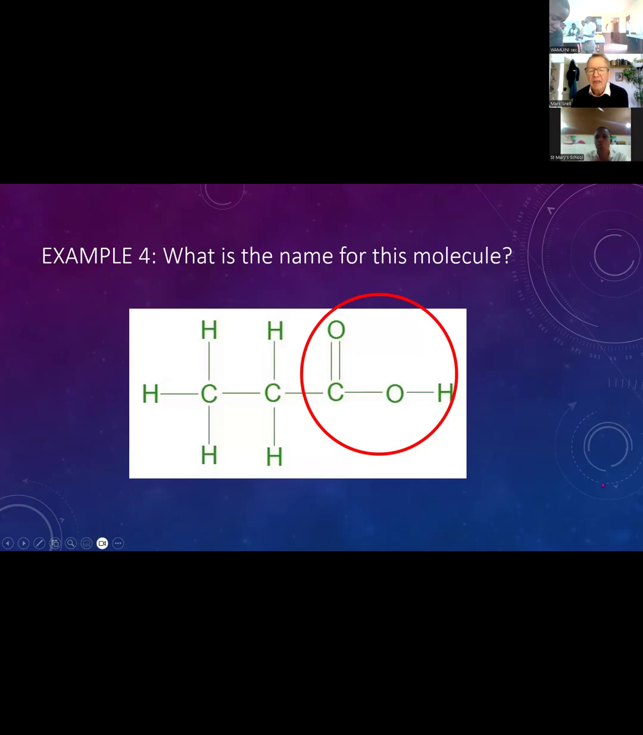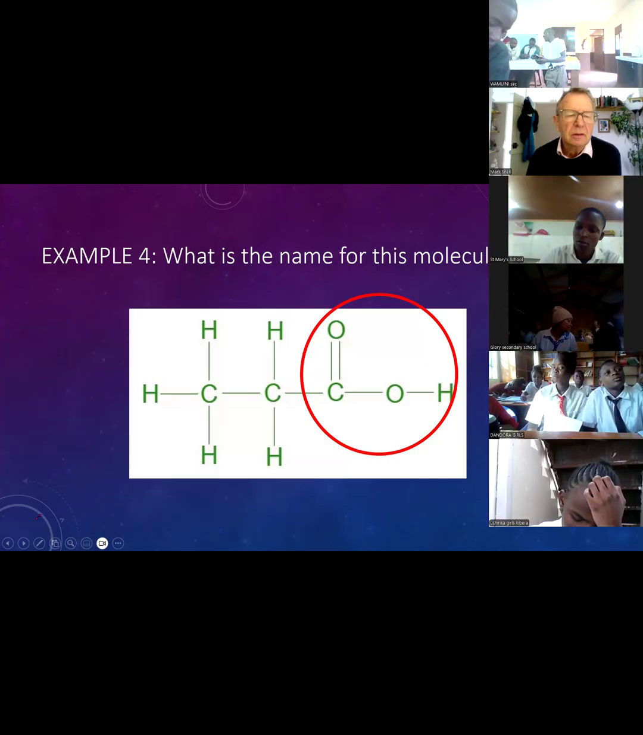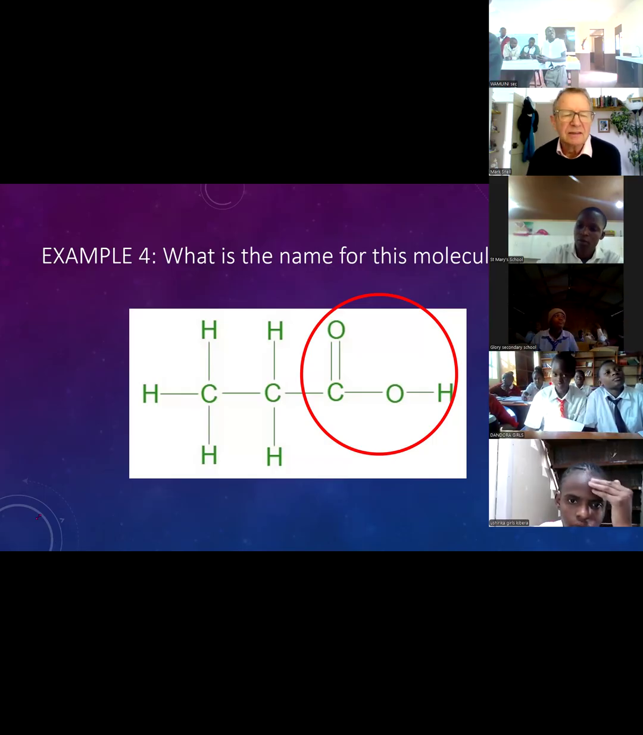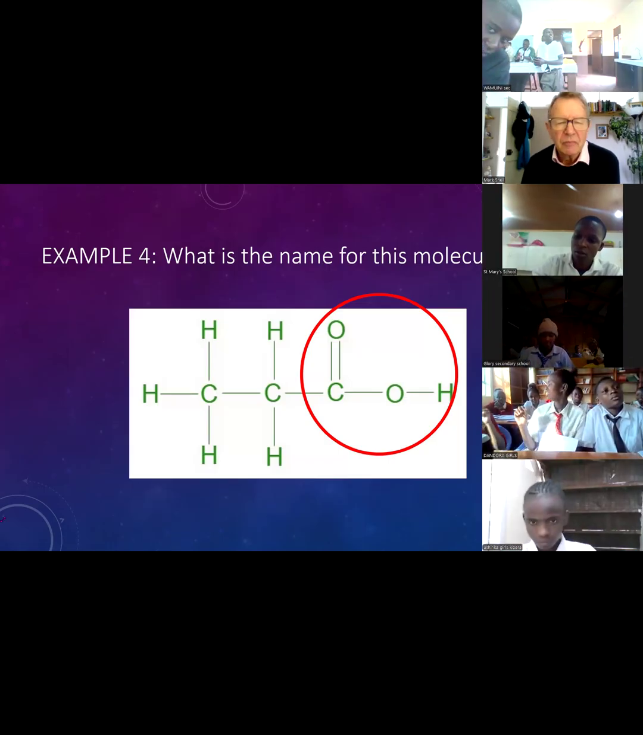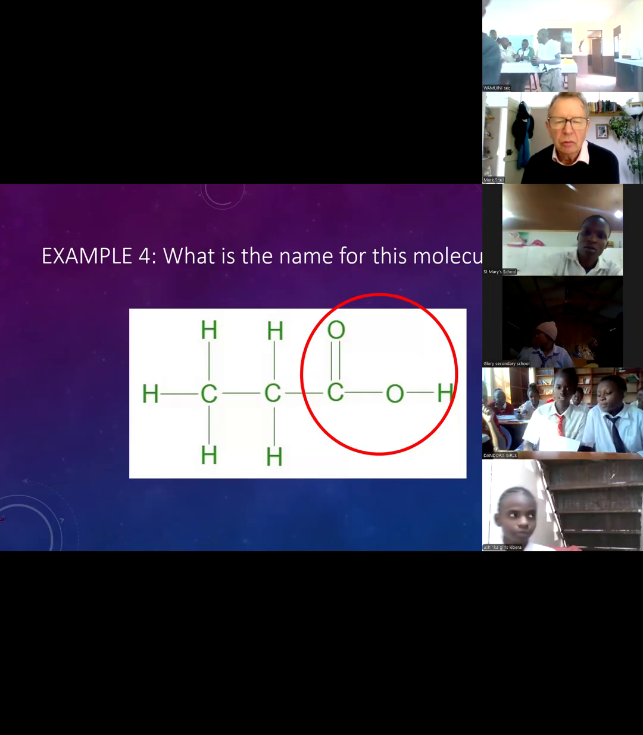Here's another one. Here's a new functional group. What is this functional group? What does this make it? What homologous series is this? COOH. I think many of you will know. This is in chemistry 2.